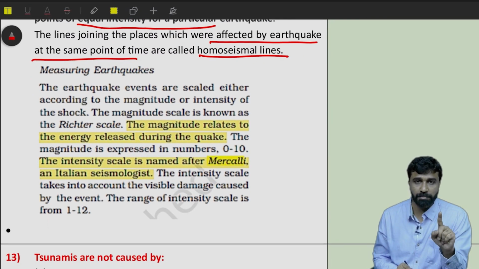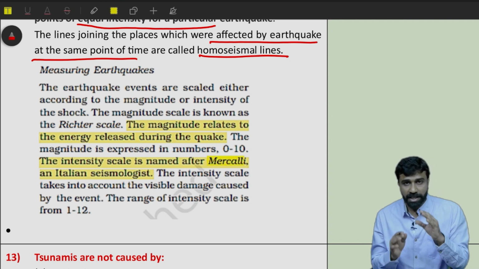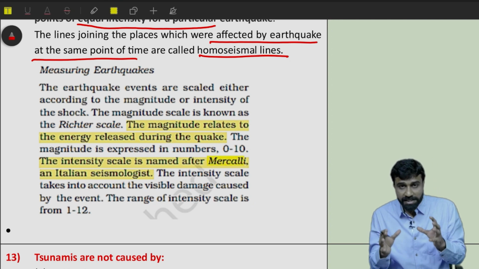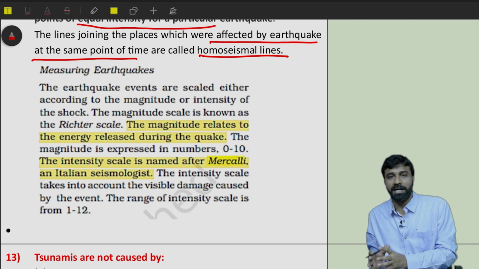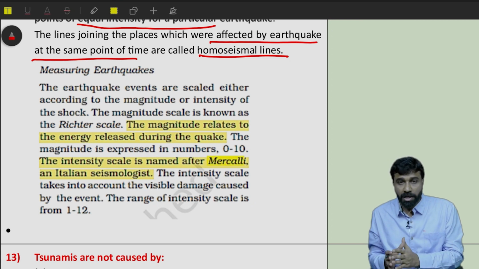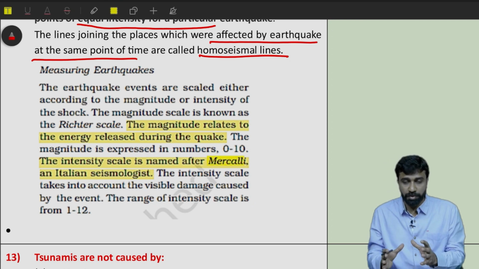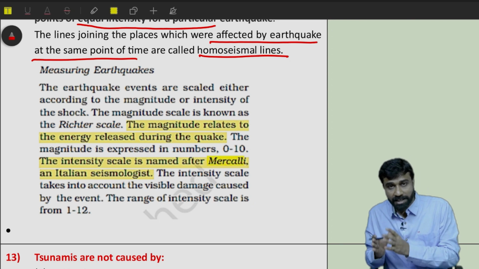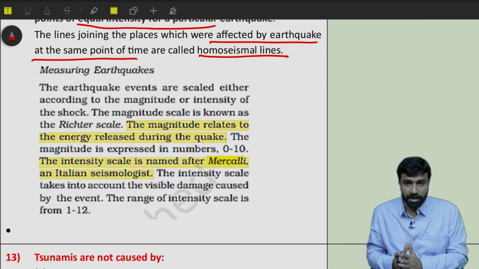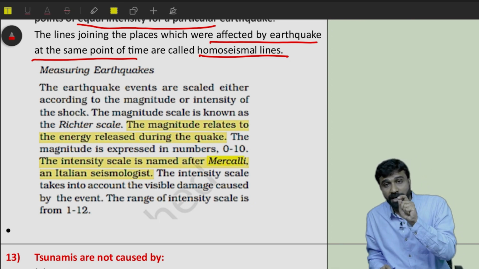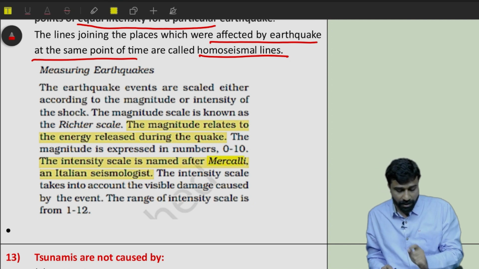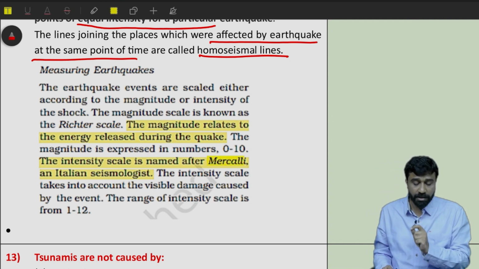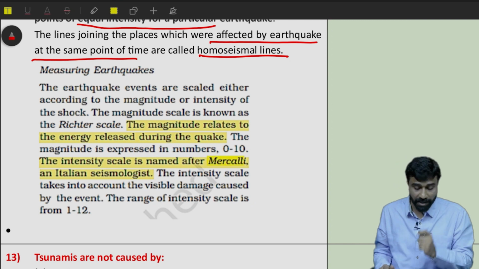So measuring earthquakes is basically of 2 types. One is magnitude. Magnitude is the amount of energy generated at the time of the earthquake occurs. This is magnitude. How much energy is produced when the earthquake occurs at its focus. And the intensity of damage it created is estimated by the Mercalli scale.